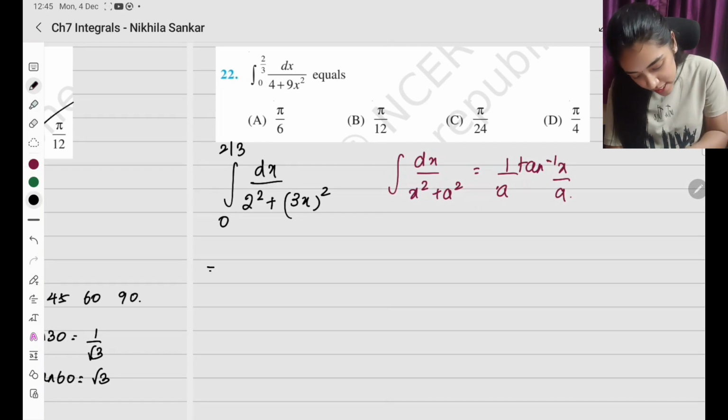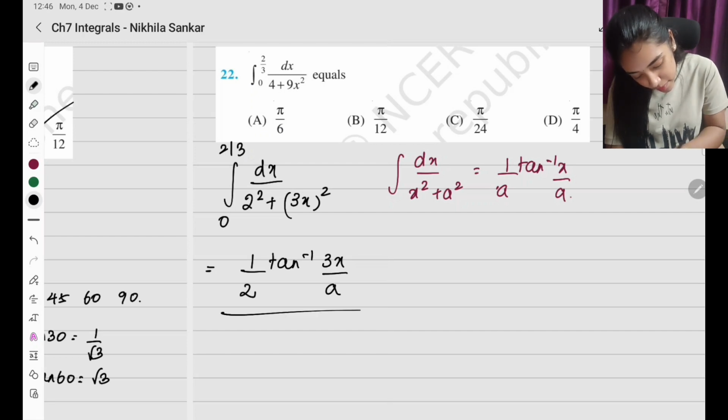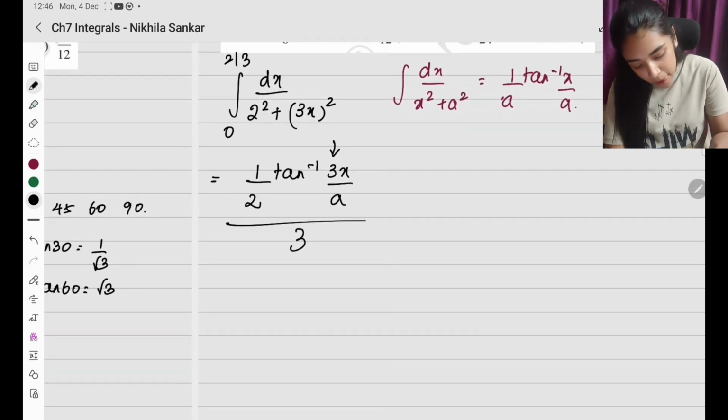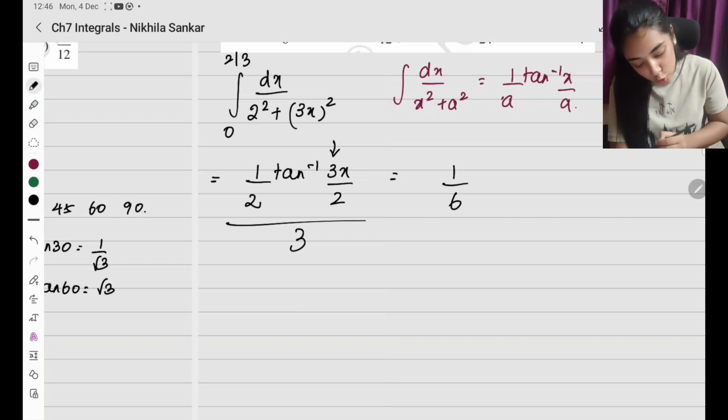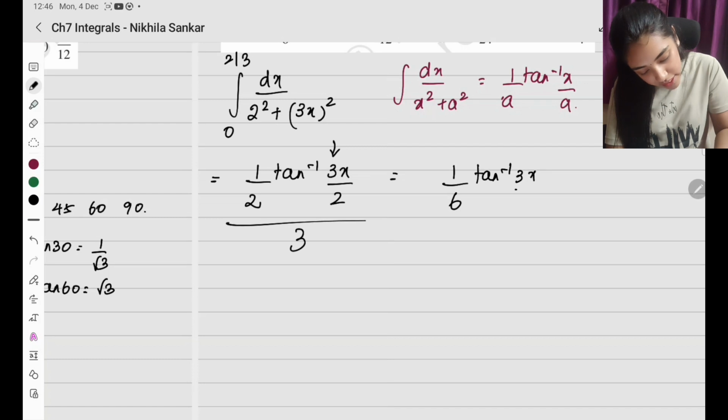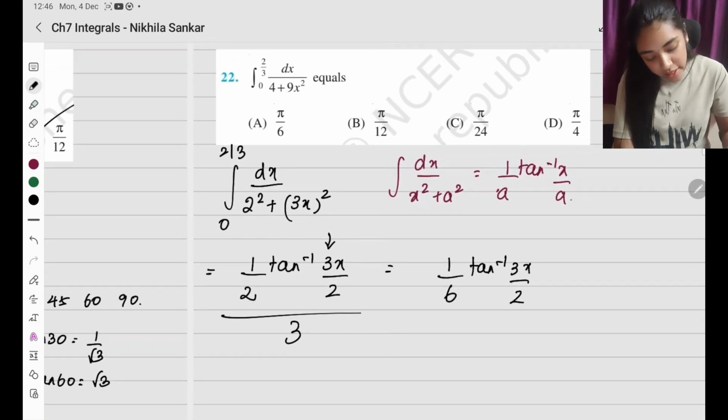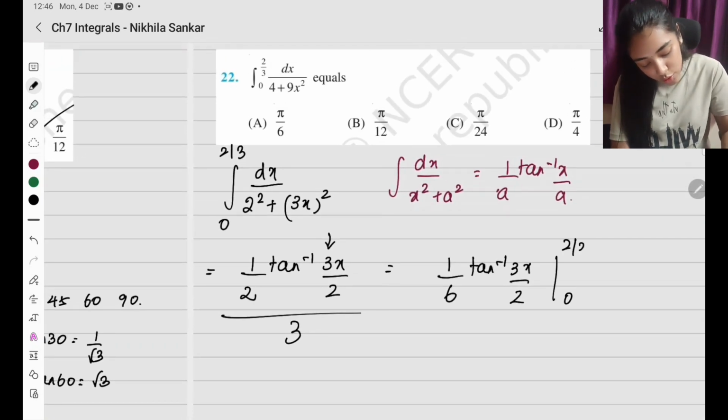When I apply this, I have 1 by a, which is 2, times tan inverse of 3x divided by a. But remember, the coefficient of x is 3, so we also divide by 3. When I simplify, I have 1 by 2 into 3, which is 6, and the value of a is 2. So I have 1 by 6 times tan inverse of 3x divided by 2. Now I need to put the limit, 0 to 2 by 3.